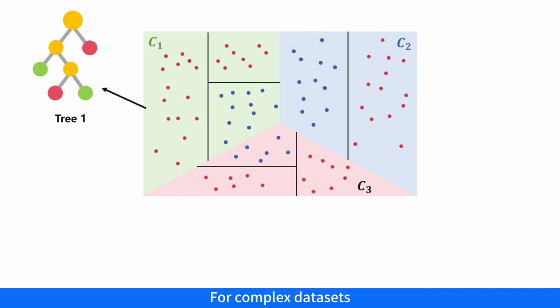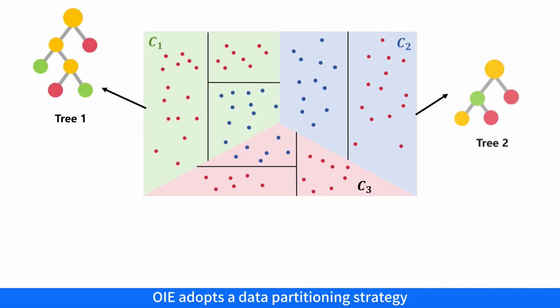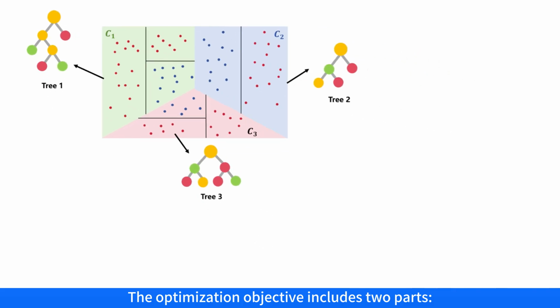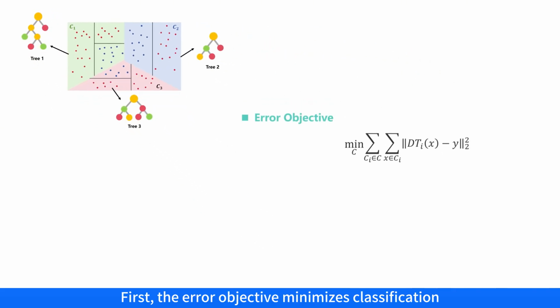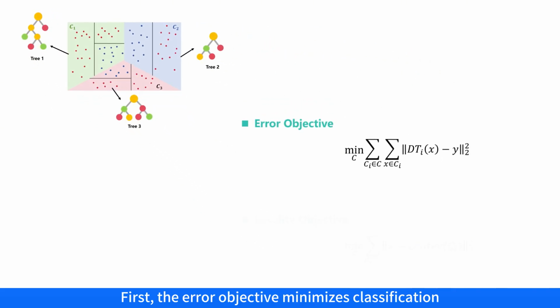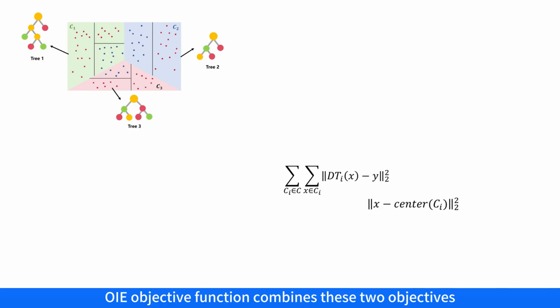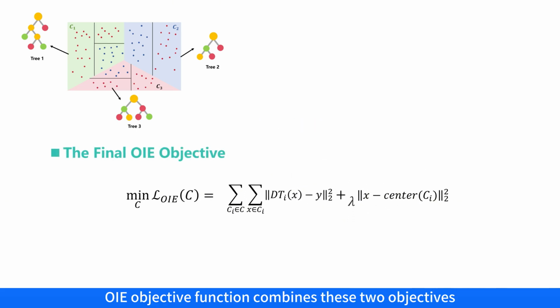For complex datasets, OIE adopts a data partitioning strategy. The optimization objective includes two parts. First, the error objective minimizes classification errors within each region's decision tree. Second, the locality objective ensures data points within each partition stay close to the partition center. The final OIE objective function combines these two objectives, balancing them through parameter lambda.